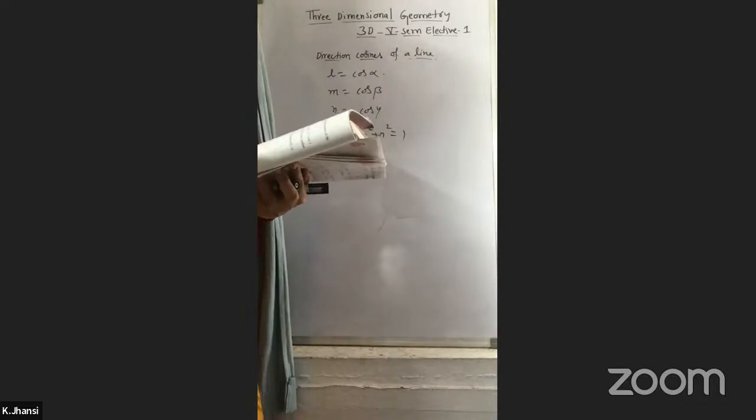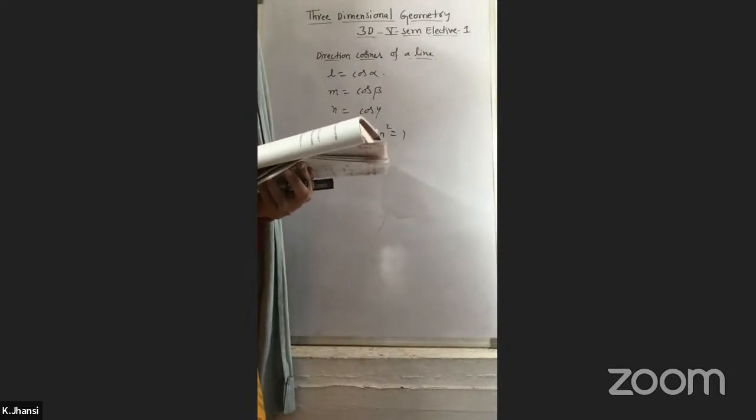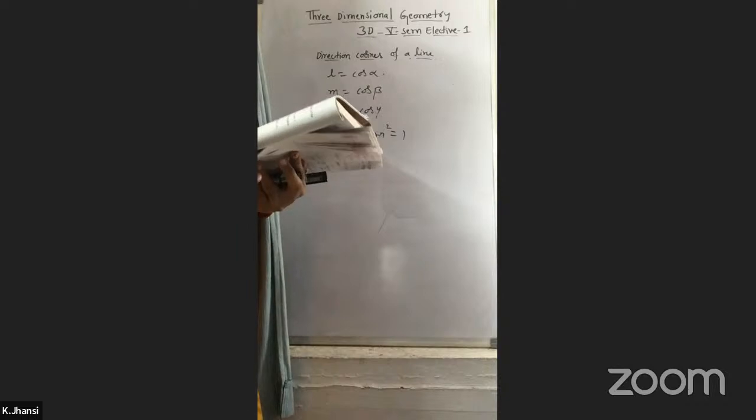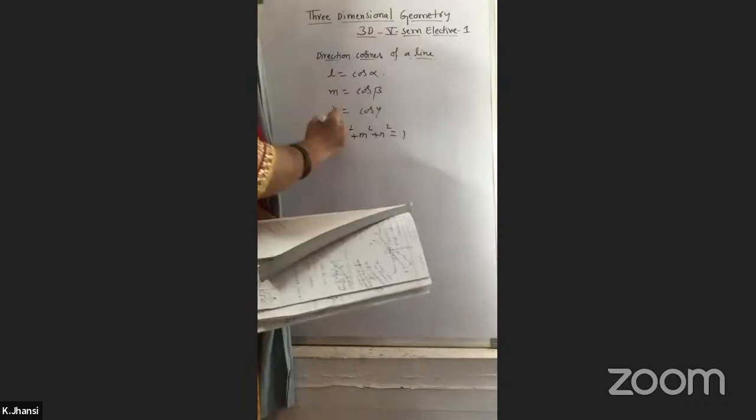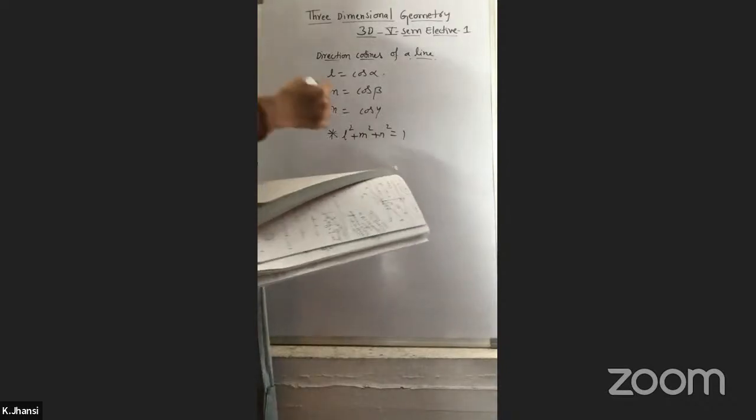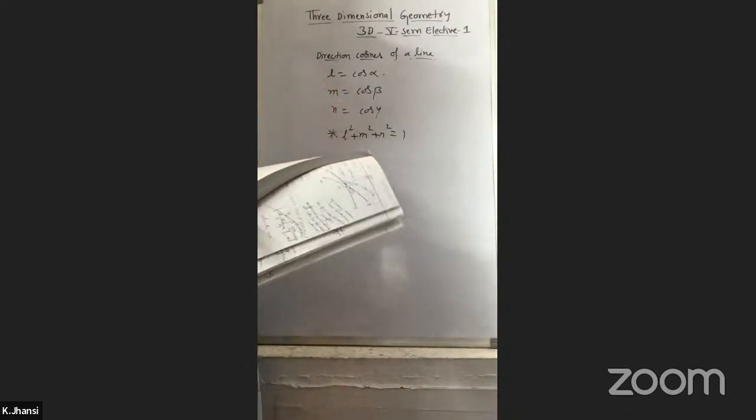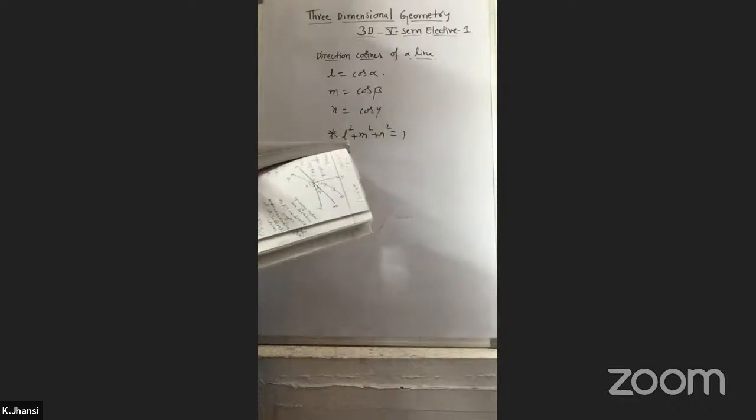Wherever you get such a relation, there we have to substitute the value as 1. Whatever l square plus m square plus n square is, that value will be 1. And also x equals lr, y equals mr, and z equals nr. These values are important for solving some problems, but the l square plus m square plus n square equals 1 relation is the very important one.